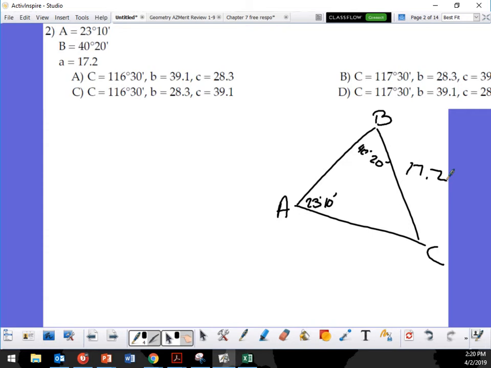I can solve for big C, right? Yes. Okay, let's do that. Solve for big C. Now, in your calculator, how do we do this? 180 minus 180 degrees. Minus what? And you also have to have what? DMS. So please put that in the calculator right now.